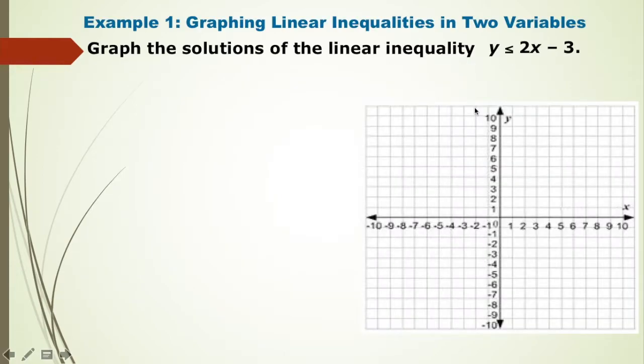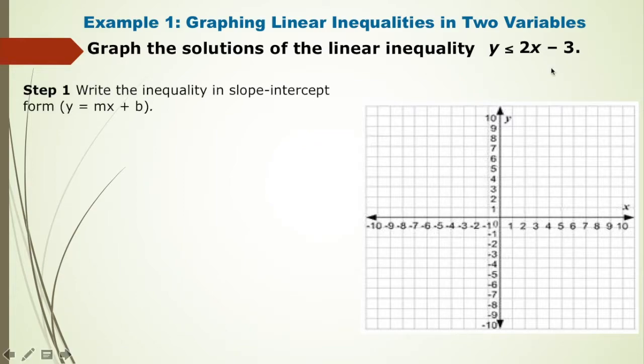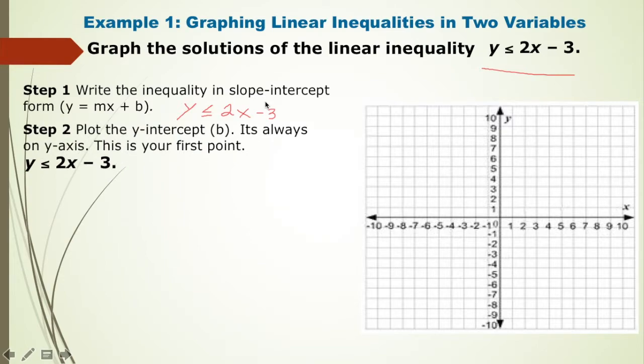Now, let us have this example. Graph the solution of the linear inequality y is less than or equal to 2x minus 3. So the first step is to write the inequality in slope-intercept form. Now, you can see that the given inequality is already written in slope-intercept form, y is less than or equal to 2x minus 3, so let us go to step number 2.